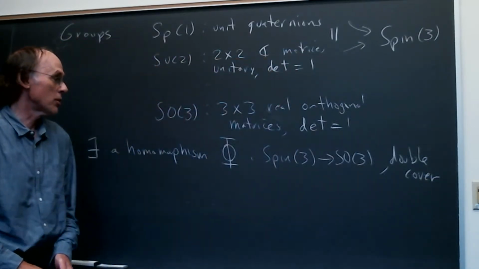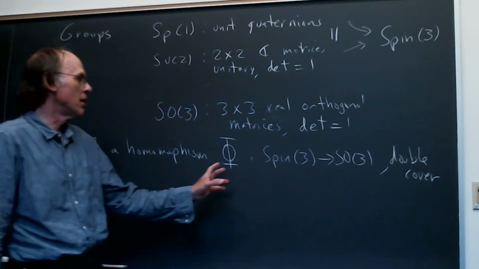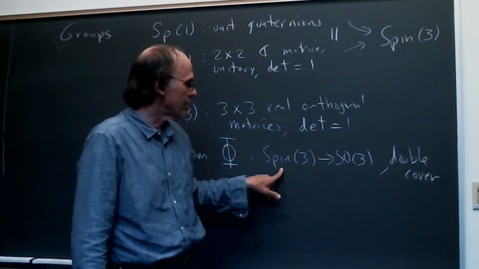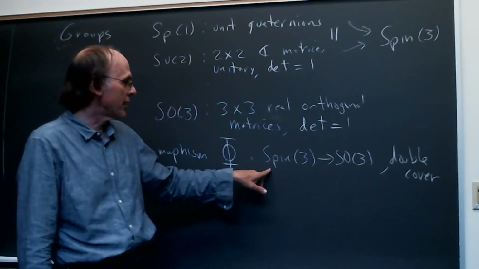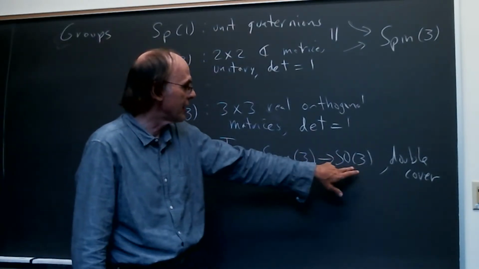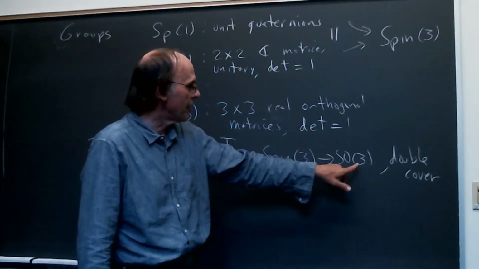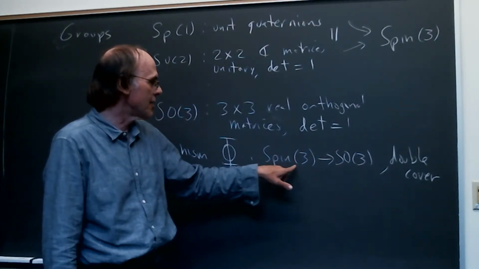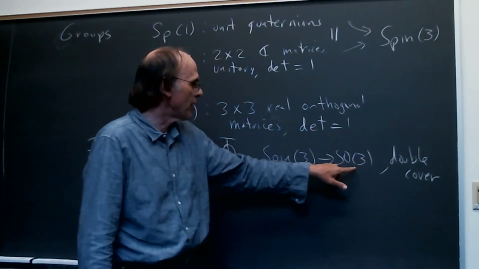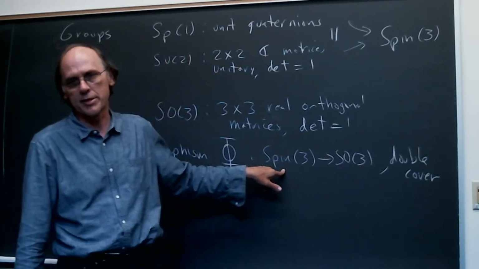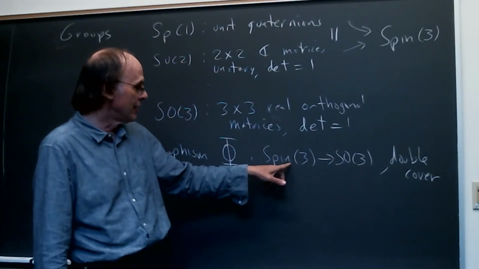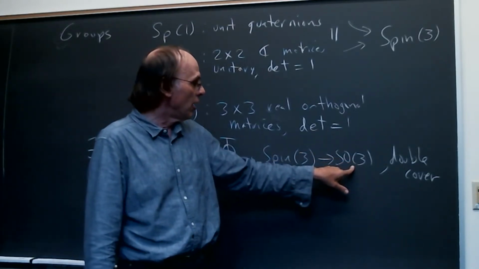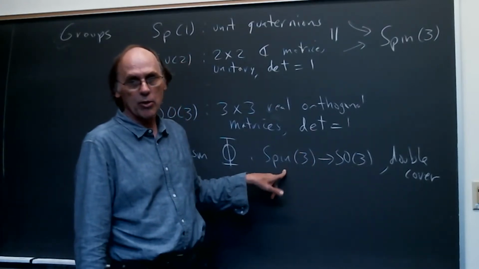Okay, so what this means is that there's a map that doesn't quite identify these things. It takes everything in here to a point in here, and every point in here comes from something here. But the subtlety is that it's a double cover, that any point in here comes from 2 points in here. Or in other words, if you find a group element here that gets mapped to here, then minus the same thing will also get mapped to there.